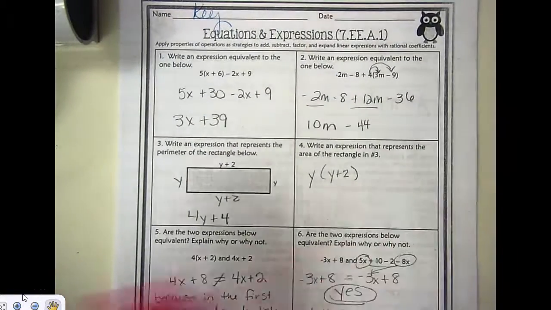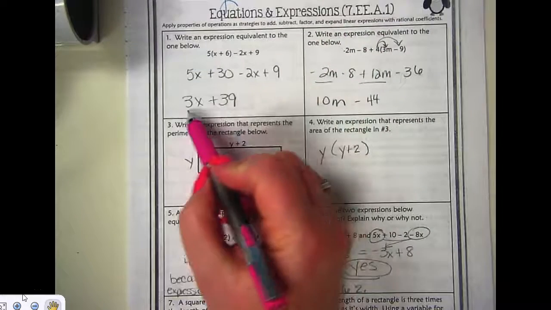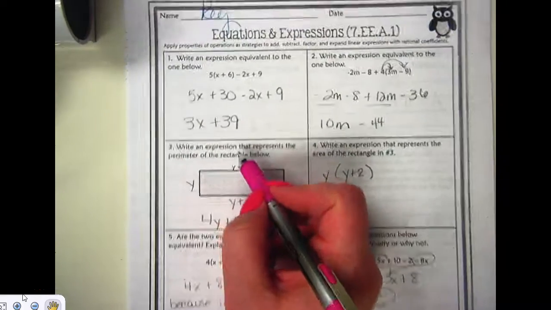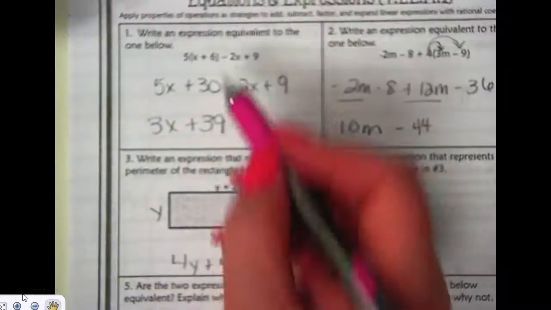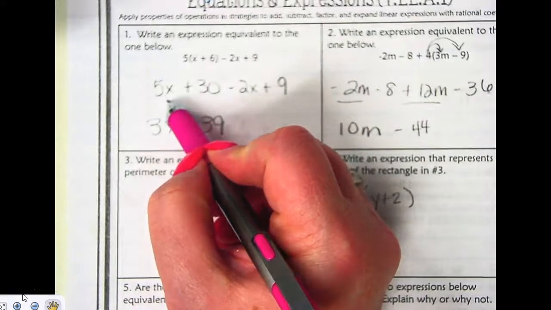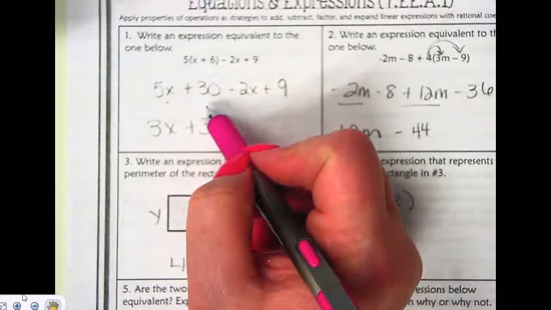All right, expressions and equations. Number 1, the answer is 3x plus 39. What's the first thing I had to do on this problem? You had to distribute. 5 times x is 5x. 5 times 6 is 30.